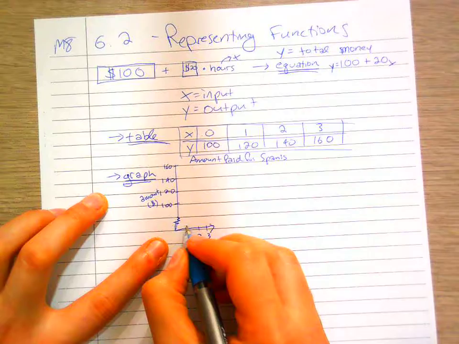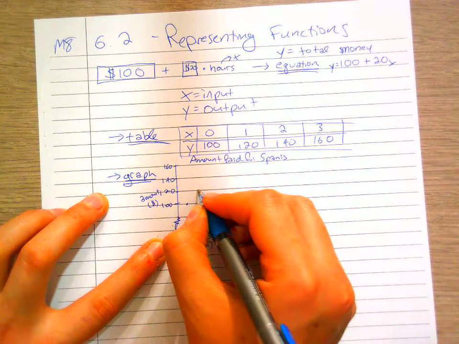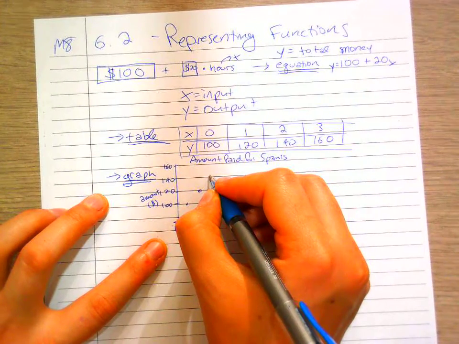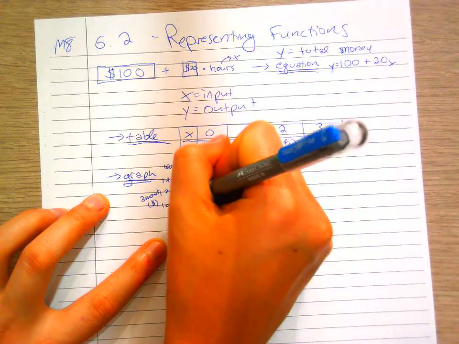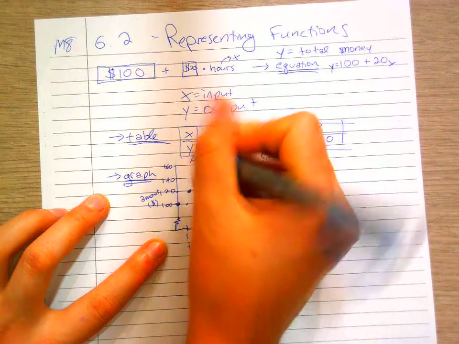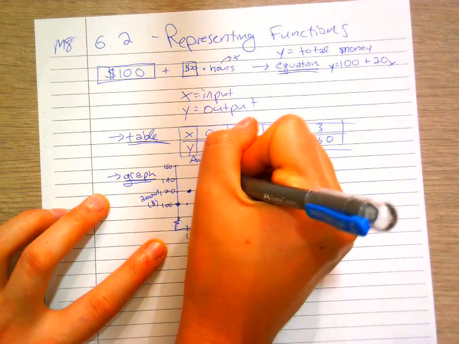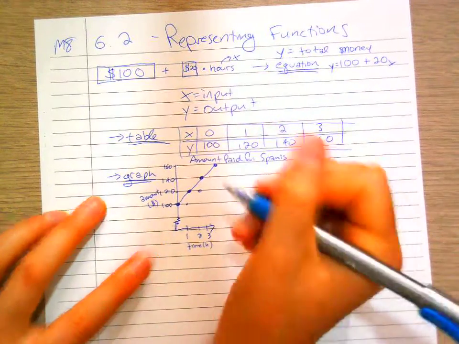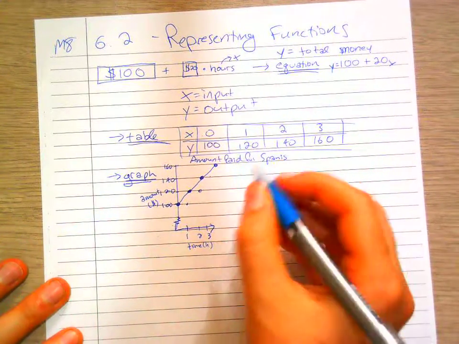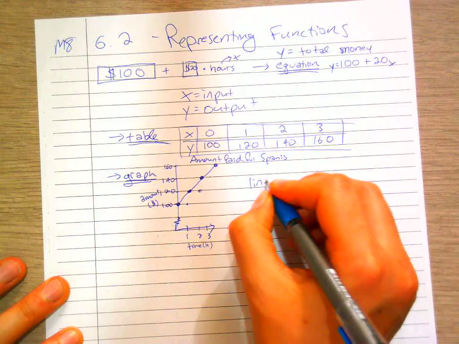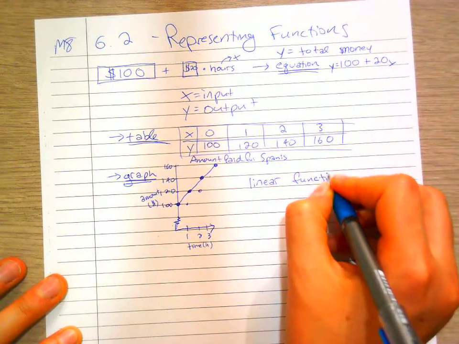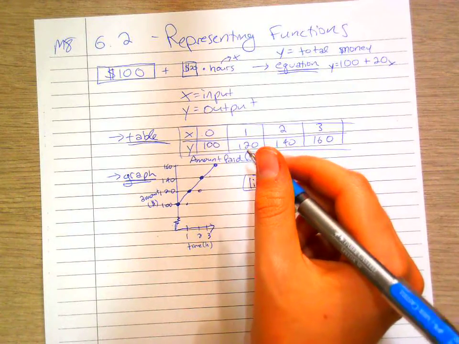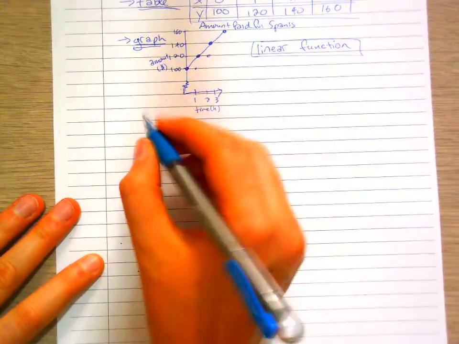So we graph 1, 2, 3. At 0, it's 100. At 1, it's 120. At 2, it's 140. At 3, it's 160. So there we get our line, and that is how you can represent it as a line. This is linear because it's represented by a line here. Okay, let's try this in an example.